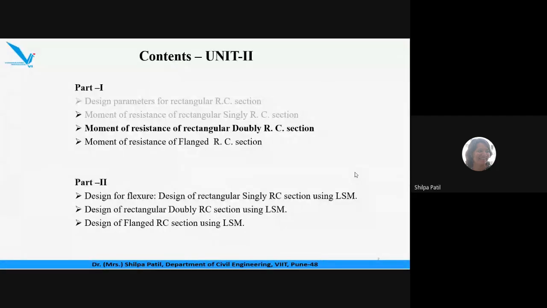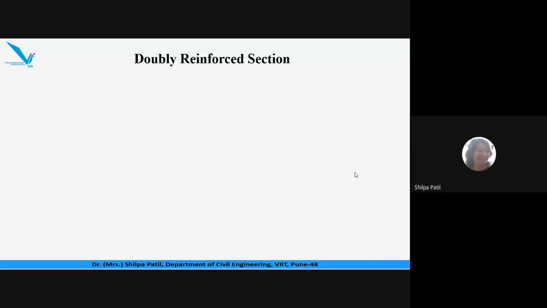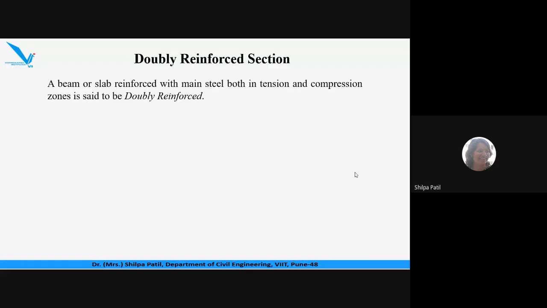Today we will see how to calculate the moment of resistance of a rectangular doubly reinforced section. Before that, let us understand the meaning of a doubly reinforced section. A beam or a slab, when it is reinforced with main steel both in tension and compression zone, is said to be a doubly reinforced section. In a singly reinforced section, we saw reinforcement in the tension zone only. But sometimes we need to provide main steel in the compression zone also. In that case, that section is called a doubly reinforced section.